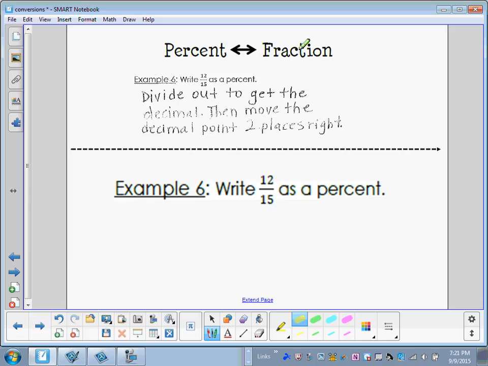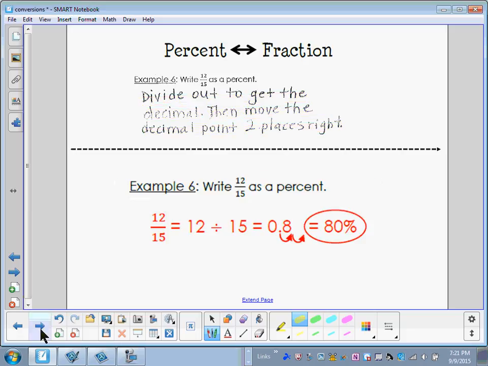Now to take a fraction and convert it to a percent, we divide out to get the decimal, then move the decimal point 2 places to the right. So in example 6, write 12/15 as a percent. 12/15 is equal to 12 divided by 15, which equals 0.8 or 80%.